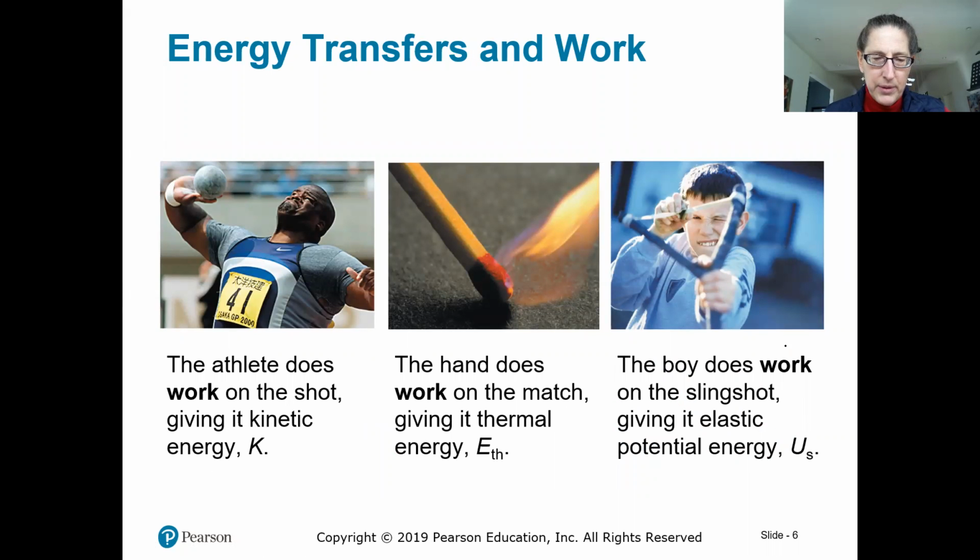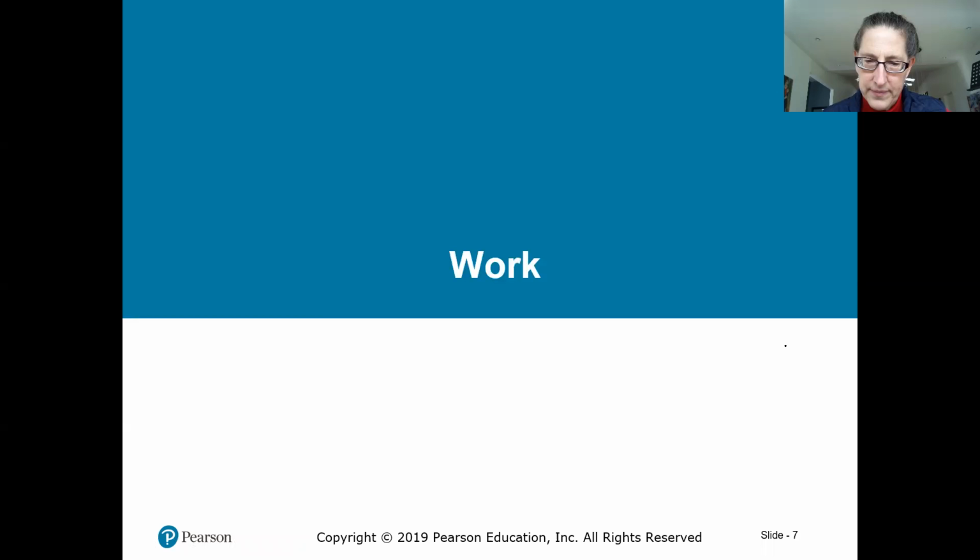And so here's some examples of somebody doing work. So the athlete does work on the shot, giving it kinetic energy. Somebody strikes a match and the work they do turns into thermal energy. Or a boy using a slingshot, he takes elastic potential energy and stores that up by doing work on whatever's in the sling. Okay, so let's define work more formally and see how we're going to use it.